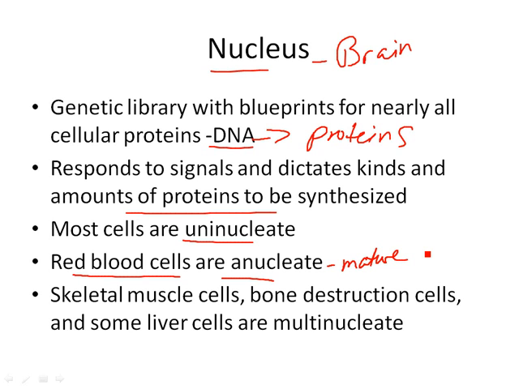The reason you have to get rid of them is because they don't have a nucleus. They can't repair themselves. So one of the things that the nucleus does is allow a cell to maintain itself and repair itself. You have muscle cells and some bone cells and some liver cells that are multinucleate. That means they have more than one nucleus.